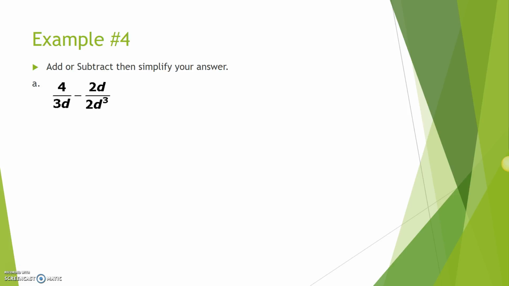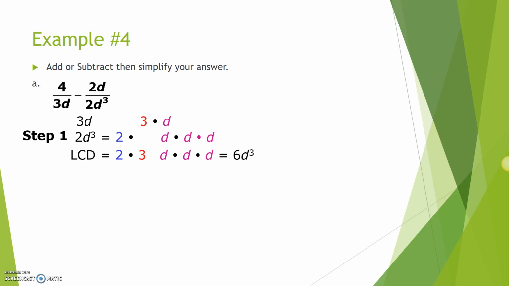So we need to find our common denominator. So we're going to identify the least common denominator. The first step is we're going to break apart our 3d, which is 3 times d. We'll break apart 2d to the third, which is 2 times d times d times d. So what is my least common denominator, or we think of least common multiple?